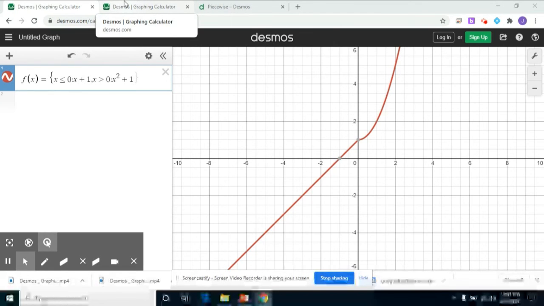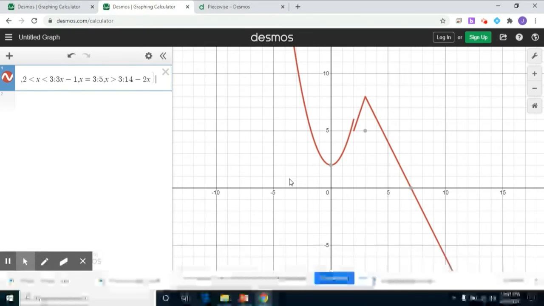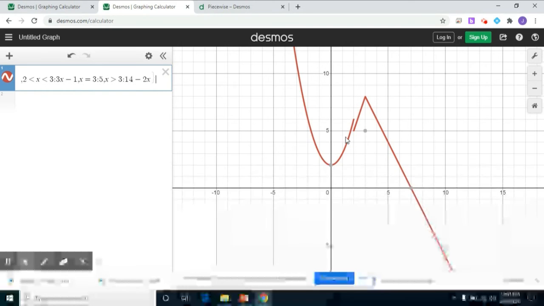That second graph that we looked at with the 4 pieces in it, well, we said that we had a non-removable discontinuity at x equals 2, and that's what I see there, jumping from a height of 6, which I found in my work, down to a height of 5.